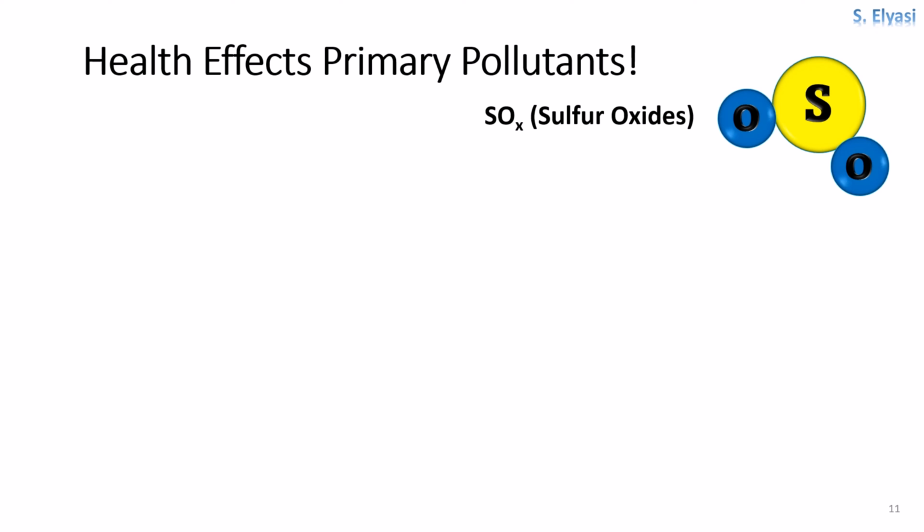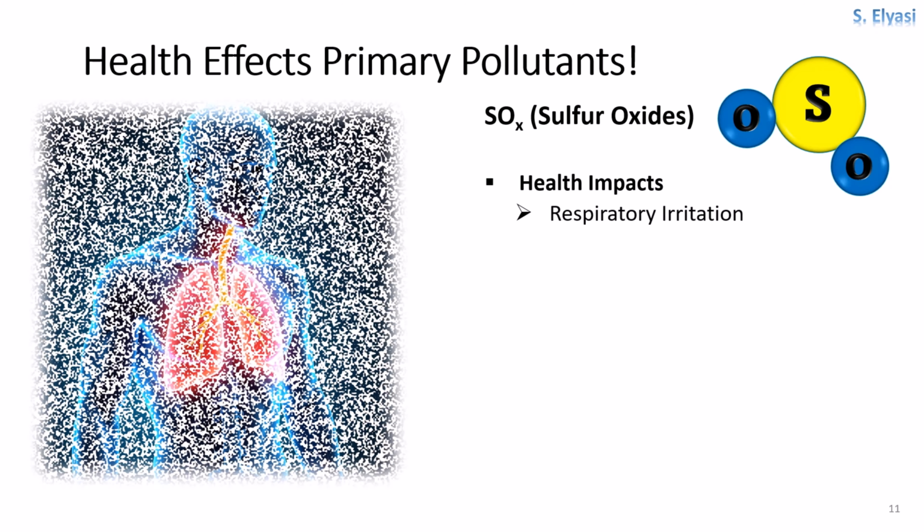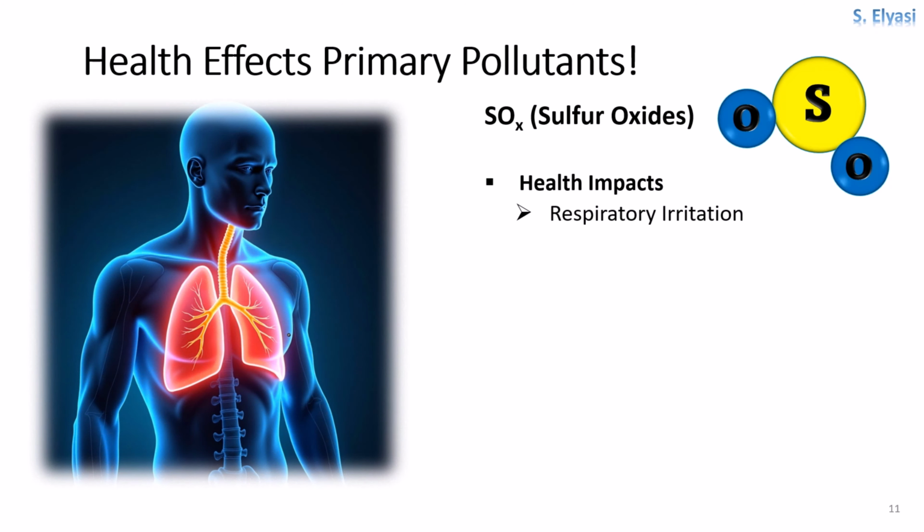Sulfur oxides, SOx, primarily consisting of sulfur dioxide, SO2, are significant air pollutants with various adverse effects on human health, primarily impacting the respiratory system, but also having broader systemic effects. Here's how sulfur oxides can affect health. Respiratory irritation. SO2 can irritate the respiratory system, leading to throat irritation, coughing, shortness of breath, and a tight feeling around the chest. These symptoms can be more pronounced during physical activity.